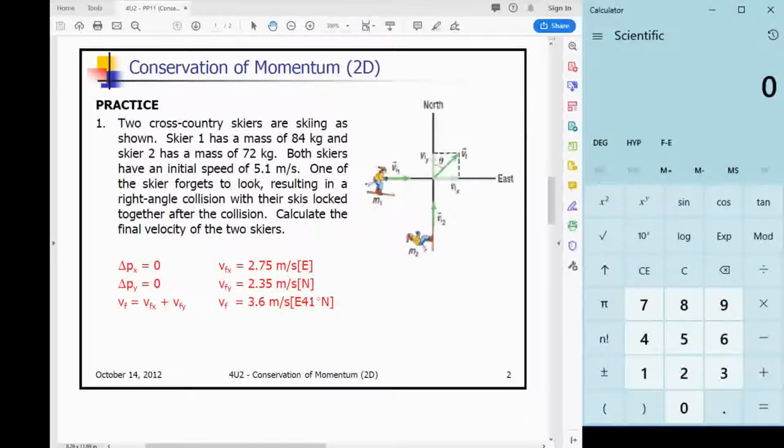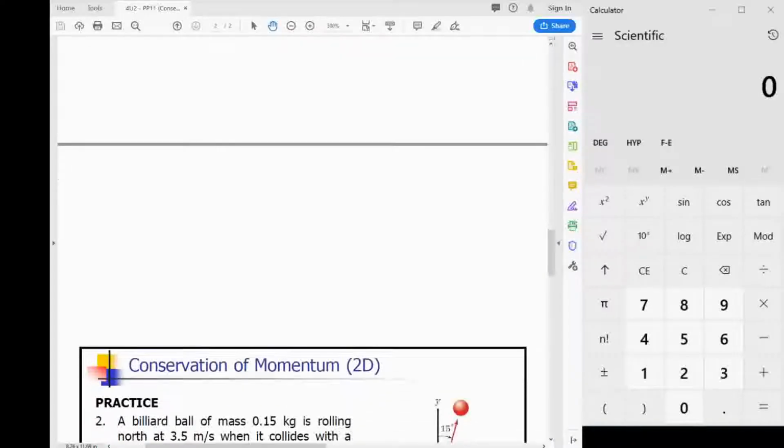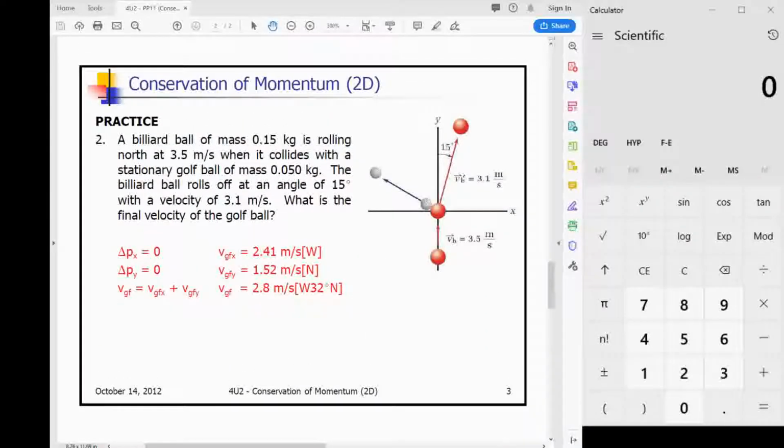And I prefer, again, that you always write your angle as whatever is less than 45 degrees. So your answer should be 3.6 meters per second east, 41 degrees north. Although your textbook does say it's 3.6 meters per second north, 49 degrees east. I would just prefer you write the smaller of the angles. Although you'll be marked correct either way. That's not really a standard convention.